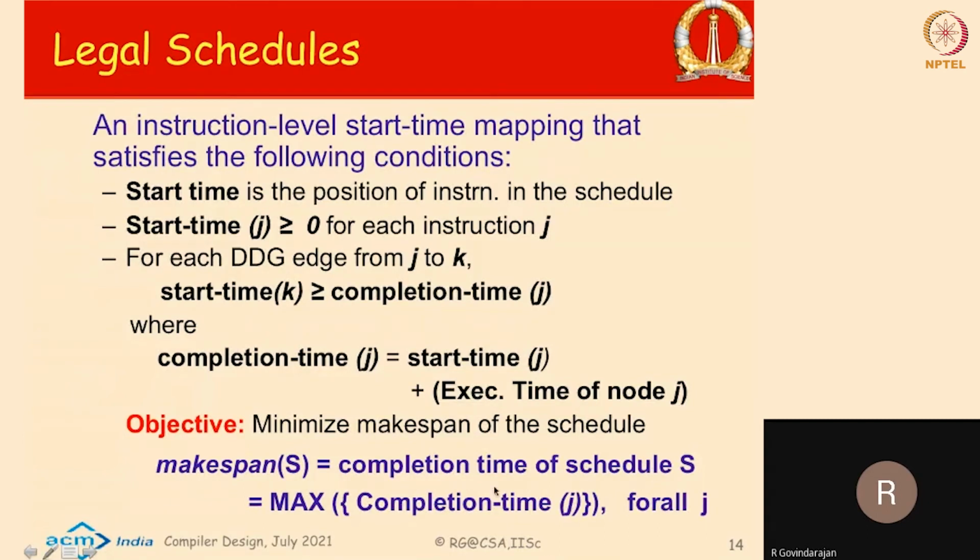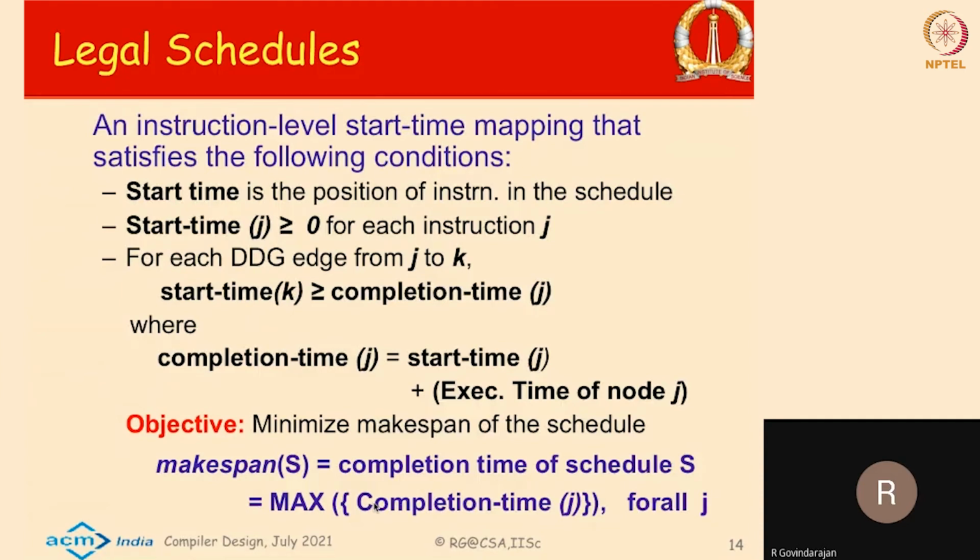So essentially, the objective of instruction scheduling is to minimize the makespan, where the makespan is the time for the last node to complete, whichever node completes last, that completion time of that node. That you want to minimize so that your overall execution time is minimized. This is the objective of the legal schedule.